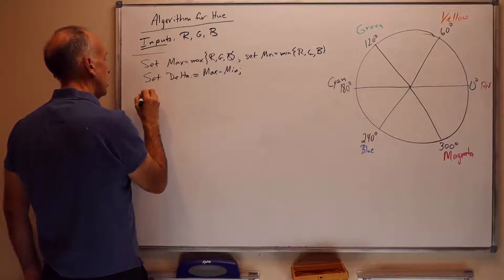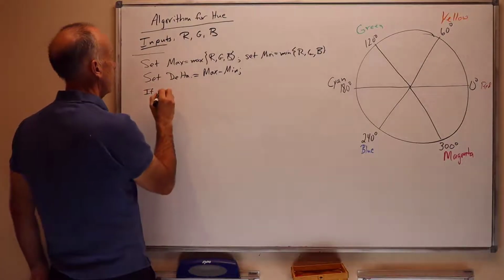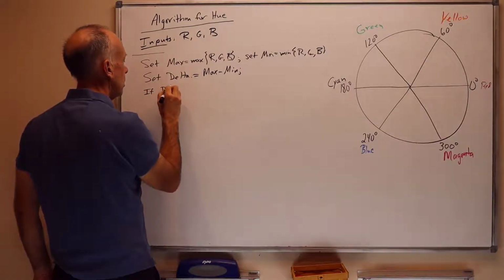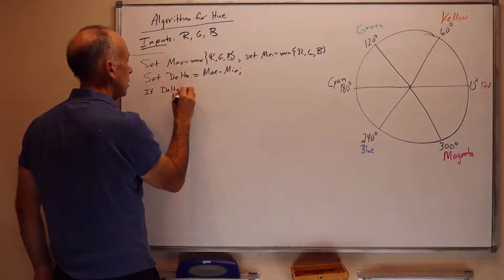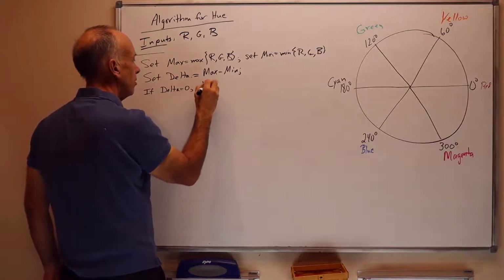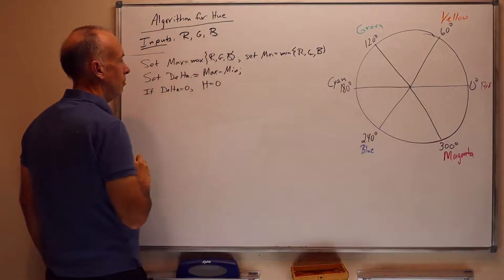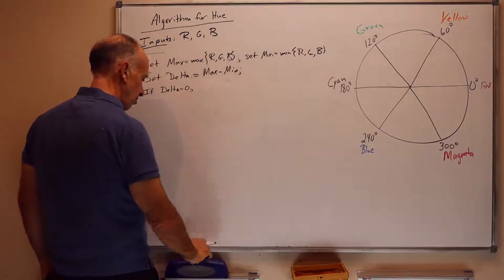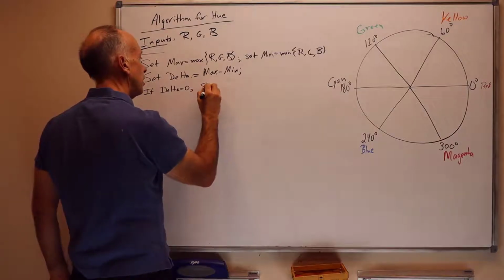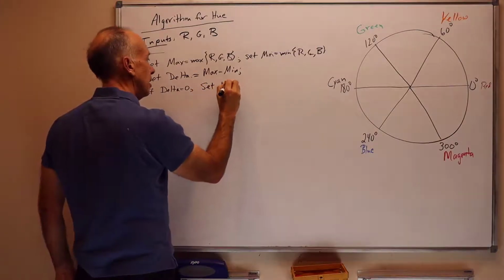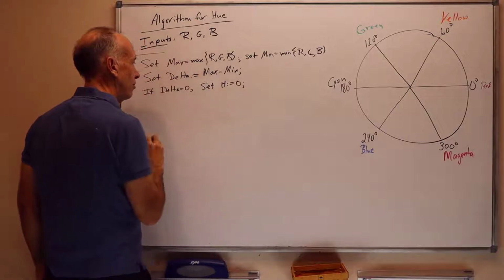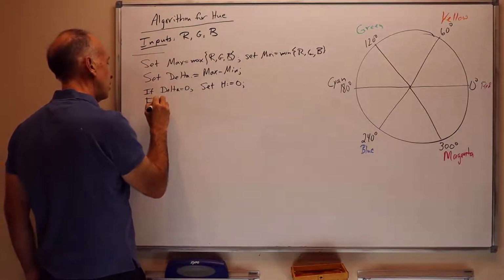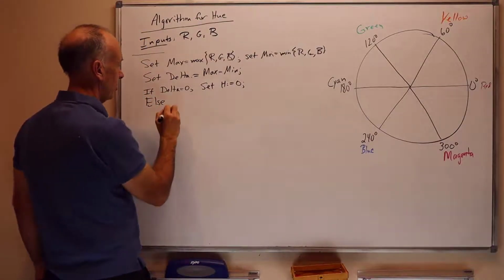And if delta equals 0, we'll just set hue equal to 0. The color is just a gray or black or white. And so we'll just default to hue equal to 0 in that case. Otherwise, we'll compute hue as follows.